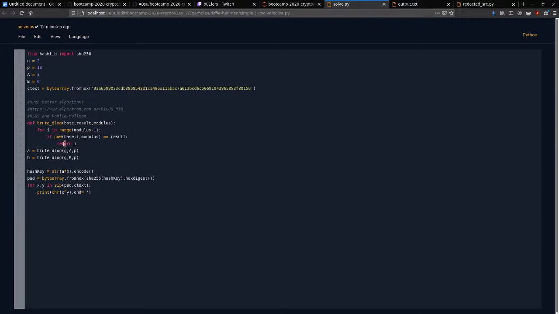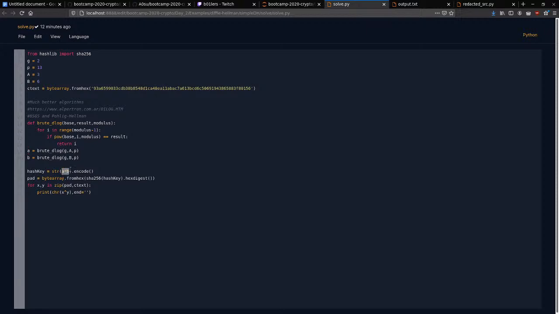So what I did here was putting in the base, result, and modulus. In this case, G would be the base, result is going to be our public keys, and then modulus P. We enumerate through all the possibilities here in this for loop, and from there we recalculate the same way that they would have calculated shared secrets, and then when we find that, we can return that, and then we are able to obtain A and B.